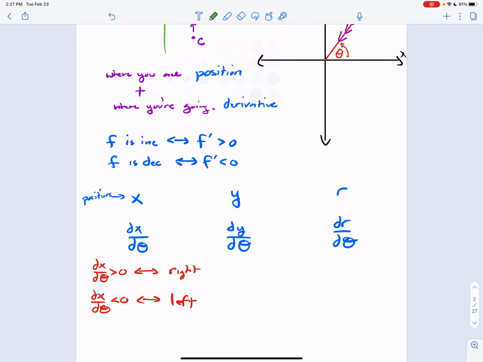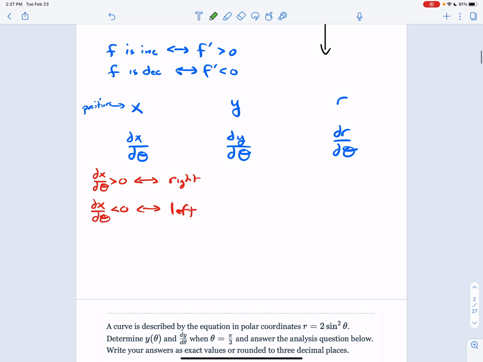Now, if you were looking at dy d theta, if dy d theta is positive, then you know your position. Remember, think about the y-axis. The y-axis can move in two different directions. It's going to be up or down. So in this case, it's going to be up. Similarly, if your derivative of y with respect to theta is less than 0, then you know your particle or your curve is moving down. So every derivative is slightly different. dx is not the same thing as dy.